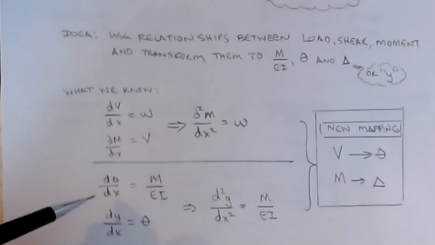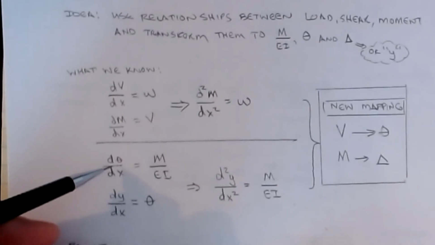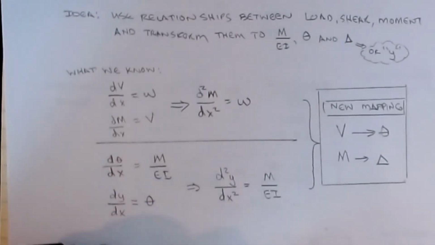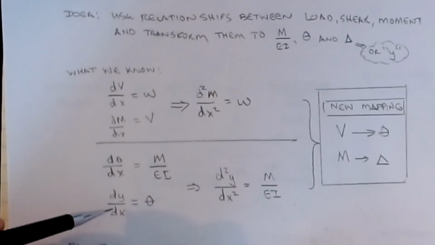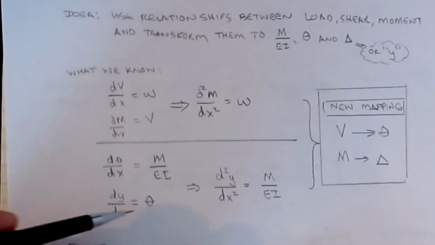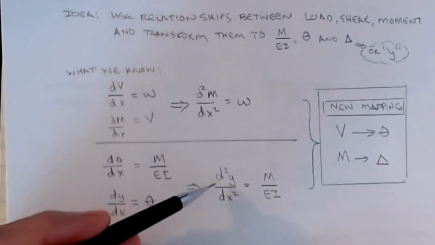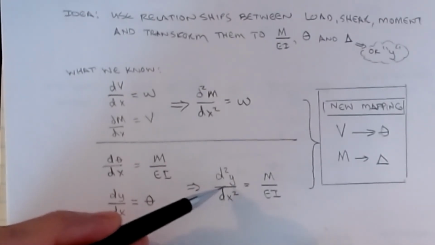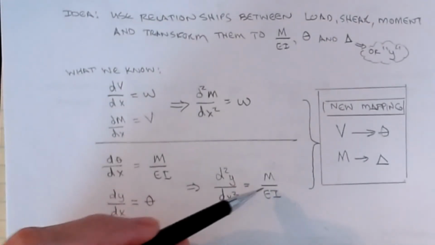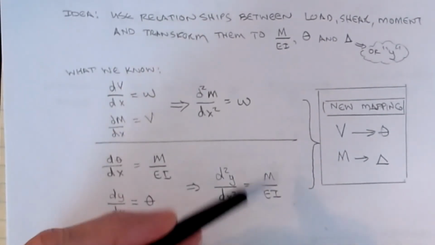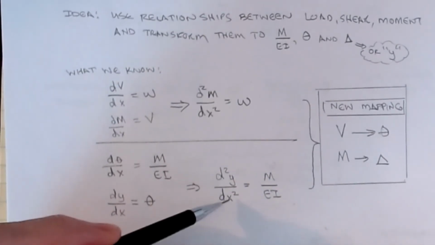Now, if you remember in our moment area derivation, we showed that the first derivative of the slope was also M over EI. And we know that the first derivative of y, or our deflection, is theta, or the slope. So by the same logic that we used up here, we can say that the second derivative of the deflection, y, with respect to x, is M over EI. And if you remember, this was that governing differential equation that I said makes the world go around. This is an important equation in structural analysis.